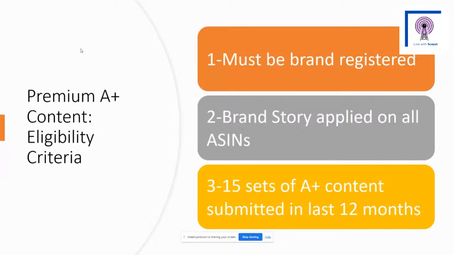You need to have had 3 to 15 sets of A+ content submitted and approved in the last 12 months. It used to be 15, they're reducing it now. So if you fulfill these criteria, then you are eligible, you can have premium A+ content. So it's not out of reach. It is doable for pretty much anybody who's brand registered and has A+ content.